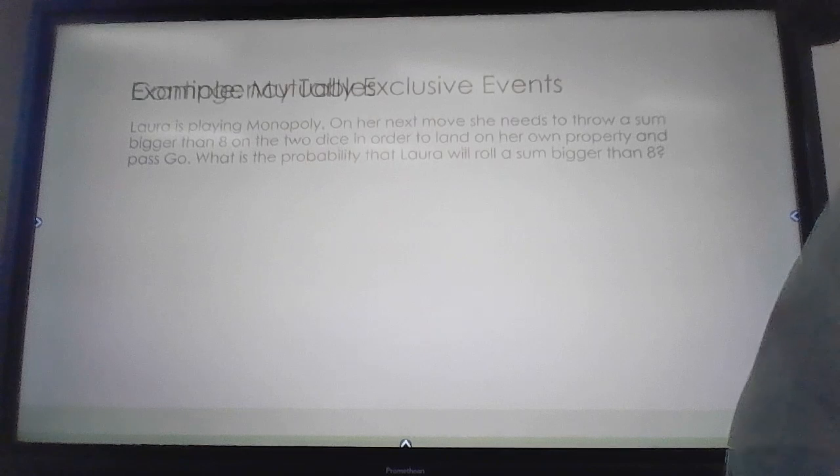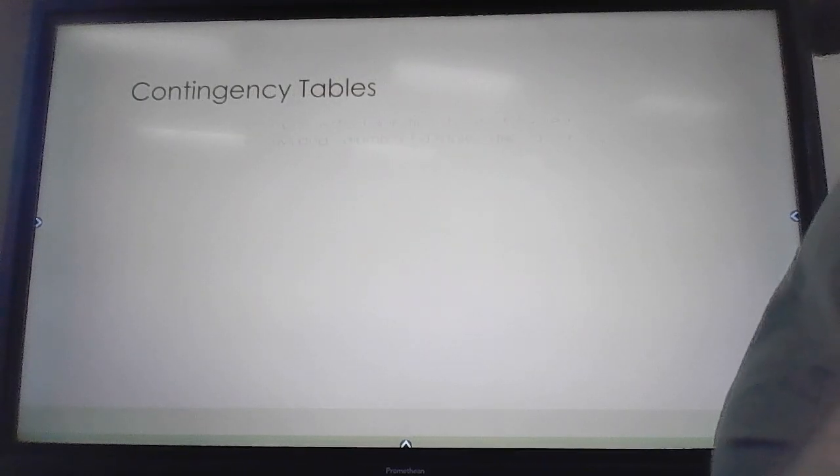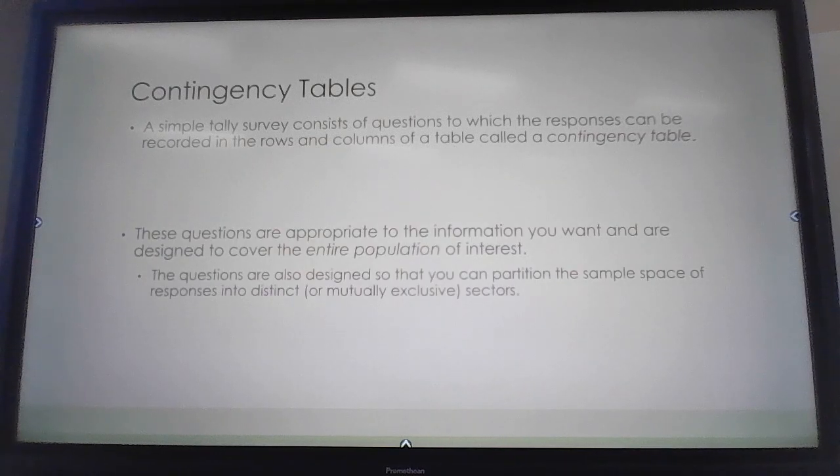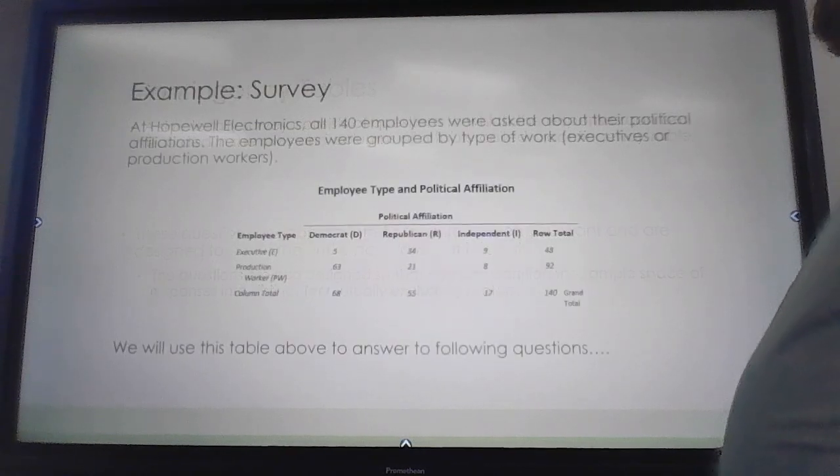Now let's go to a couple of visual instances of using these rules called contingency tables. A contingency table is a simple tally, a table that shows a simple tally survey consisting of questions to which the responses can be recorded in its rows and columns. Questions are appropriate to the information you want and are designed to cover the entire population of interest. They're also designed so that you can partition off the sample space of responses into distinct or mutually exclusive sectors.